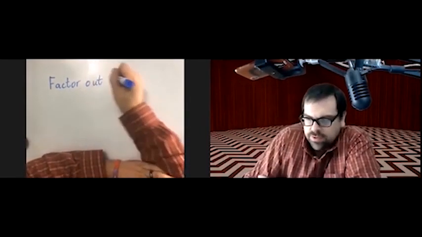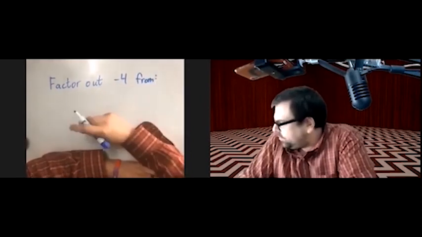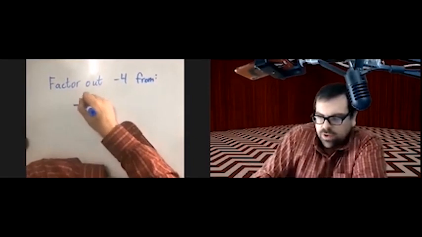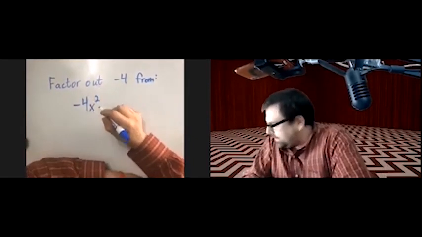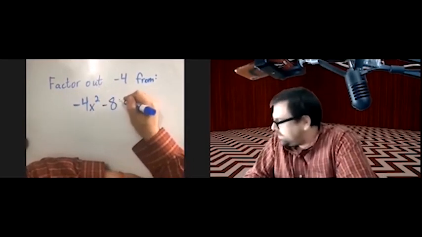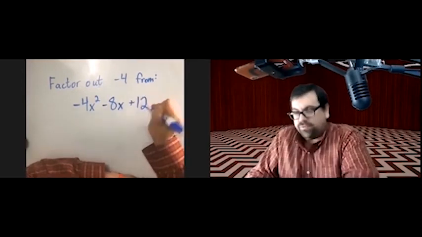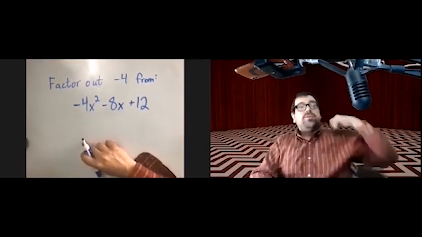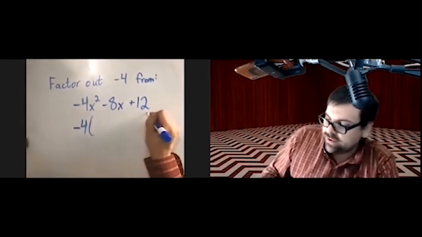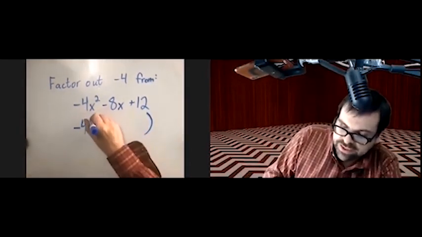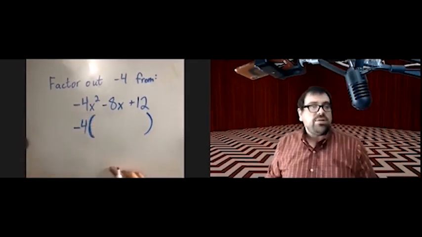Factor out -4 from the polynomial -4x squared minus 8x plus 12. Here we are specifically told to factor out a -4. That means we don't have to worry about looking for the GCF or anything like that. We're just told, hey, factor out a -4.